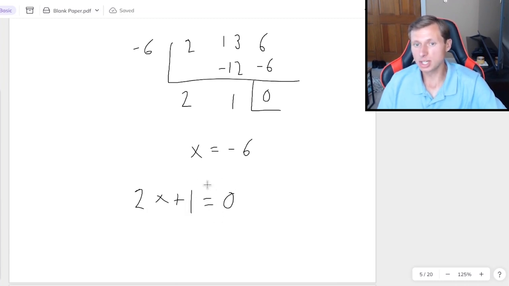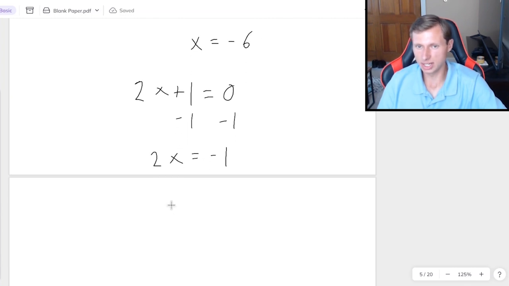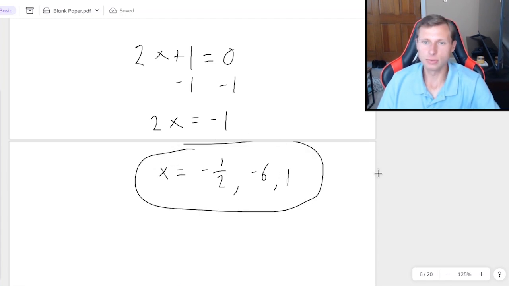Set that equal to 0. Subtract 1 from both sides. 2x equals -1. And it looks like the last solution is -1/2. That's the only other one that would have worked for my synthetic division. So my answer is -6, +1, and -1/2.